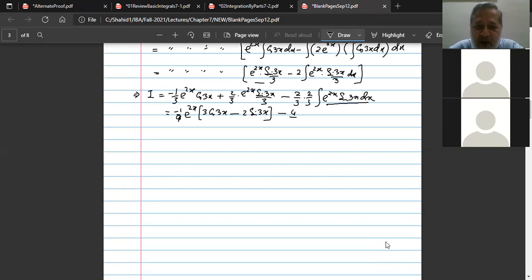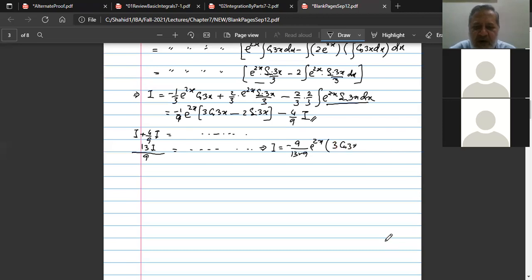What about this? It is 4 by 9. And this is the integral that we started with, that is I. And we take this term to the other side. So when this term goes to the other side, it is 1I plus 4 by 9 I is equal to all this. I take 9 as LCM. 9I plus 4I, 13I is equal to all of this. That means I is equal to this 13 by 9 multiplied to this side, minus 9 by 13 into 9, e power 2x, 3 cos 3x minus 2 sin 3x.